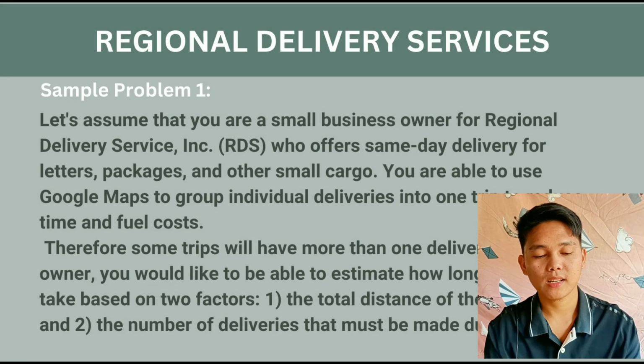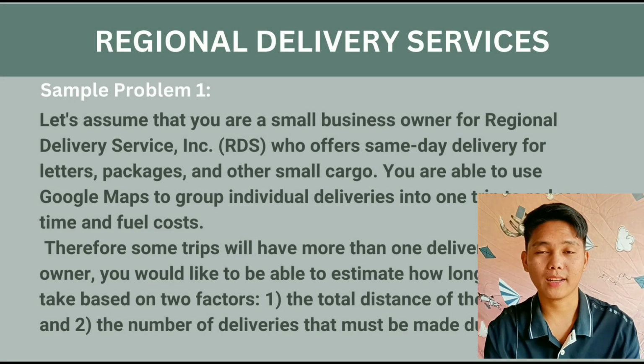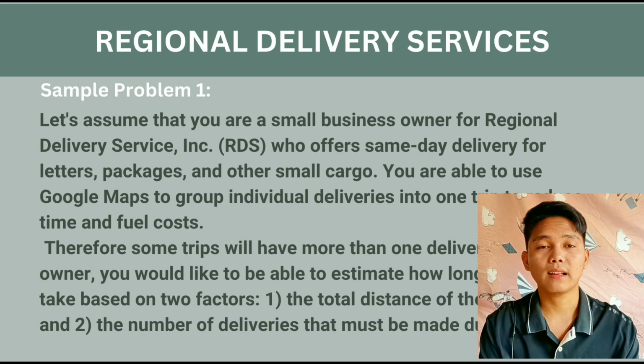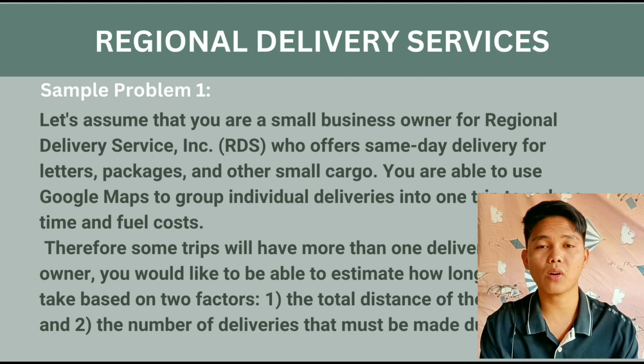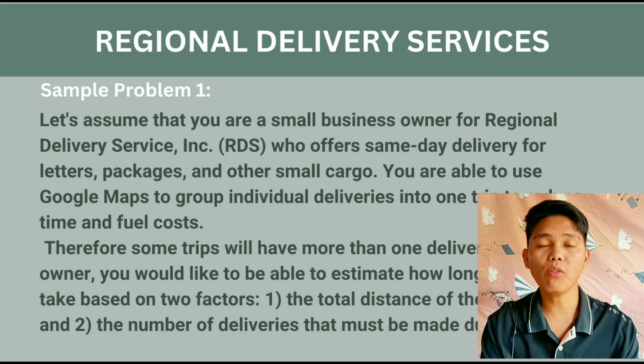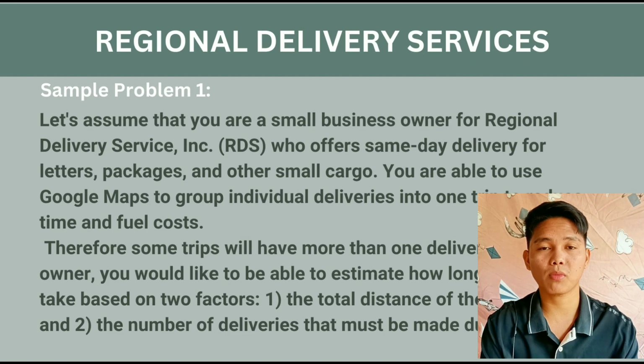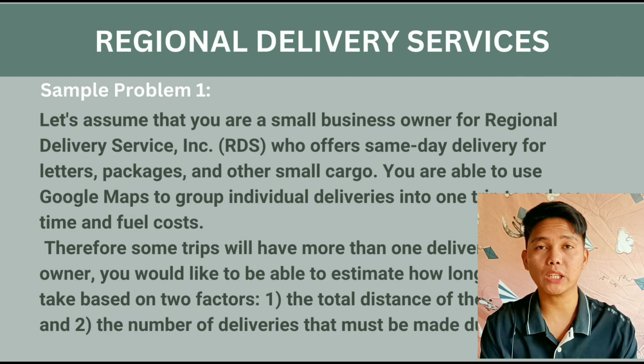So as always, let's start out with the problem and we are going to use a dataset. This example is called Regional Delivery Services. Let's assume that you are a small business owner for Regional Delivery Services, or RDS, who offers same-day delivery for letters, packages, and other small cargo. You are able to use Google Maps to group individual deliveries into one trip to reduce time and fuel. Therefore, some trips will have more than one delivery.